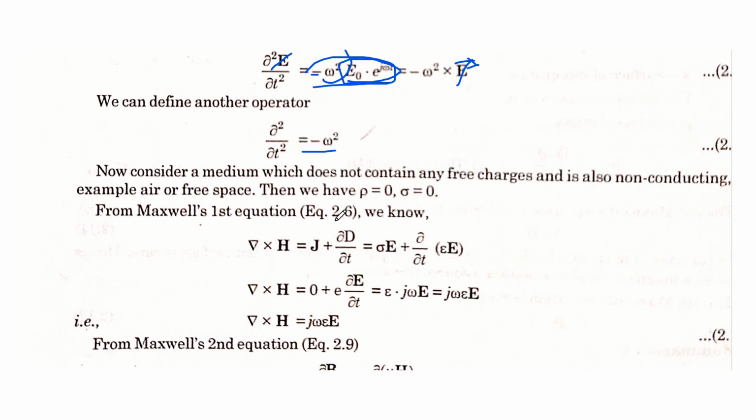Now we have to assume one thing: consider a medium which does not contain any free charges and is also non-conducting, for example air or free space. Then rho equal to 0 and sigma equal to 0, which means I am going to consider a medium or channel having no free charge carriers. We know no free charge carriers means there is no conduction, no current. For example, air or free space are dielectric materials, and for dielectric materials rho and sigma are zero.